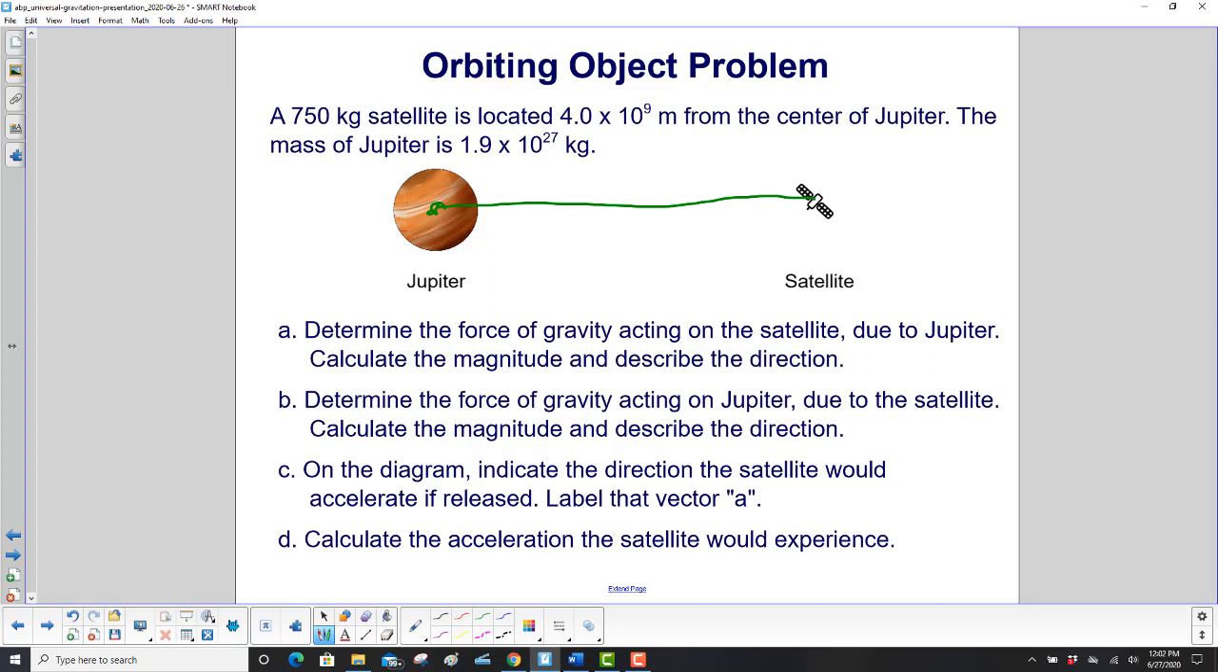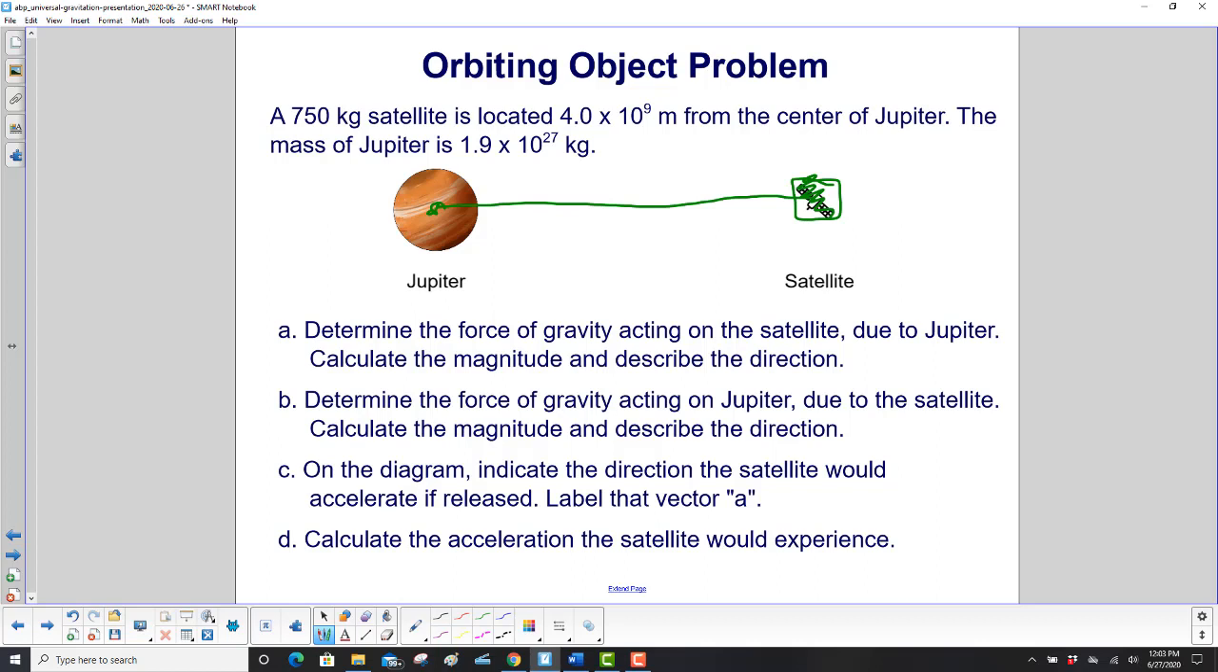Determine the force of gravity acting on the satellite due to Jupiter. Calculate the magnitude and describe the direction. Then, determine the force of gravity acting on Jupiter due to the satellite. Calculate the magnitude and describe the direction. On the diagram, indicate the direction the satellite would accelerate if released. We're assuming, in that case, somehow we put it up there with no velocity at all. We just stuck it up in space.